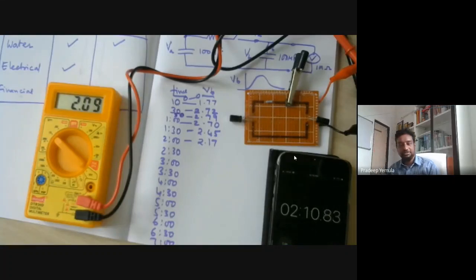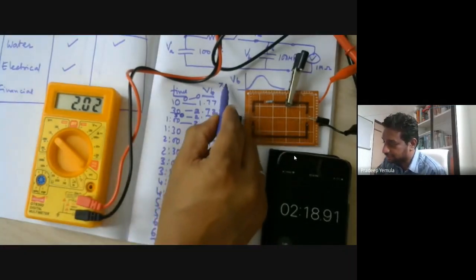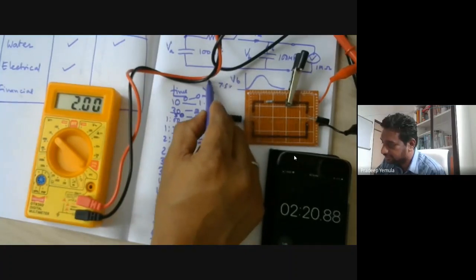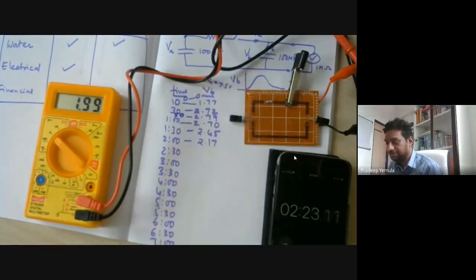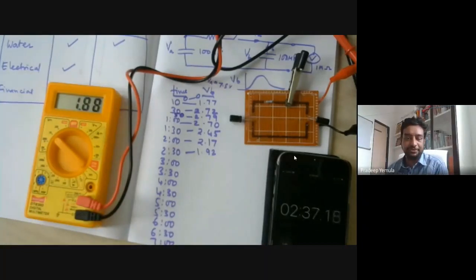So what I want to do later is that I want to exactly take the reading. By the way, I think we need the starting value of this one. 7.5 volt is the VA. We need that starting voltage of VA also to be able to mathematically recreate that. Okay. So anyway, 2.5 minutes, 1.92. So 1.92 is the voltage.